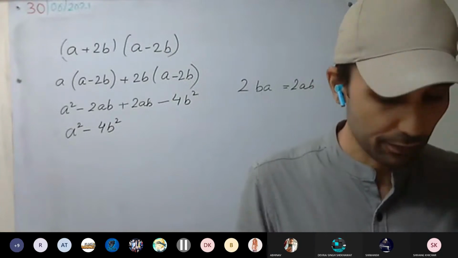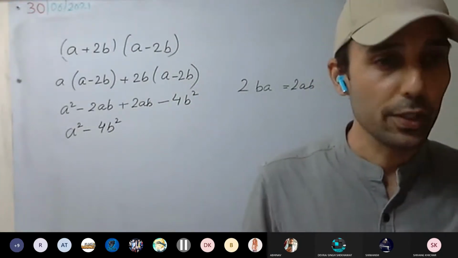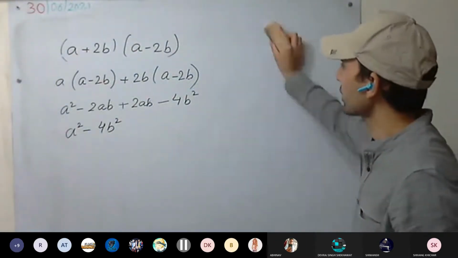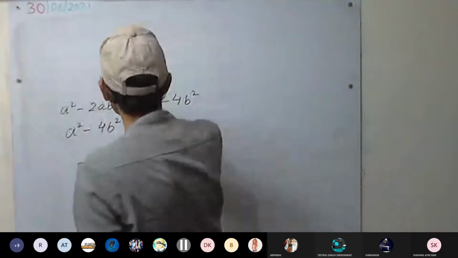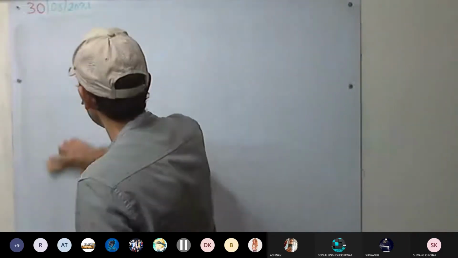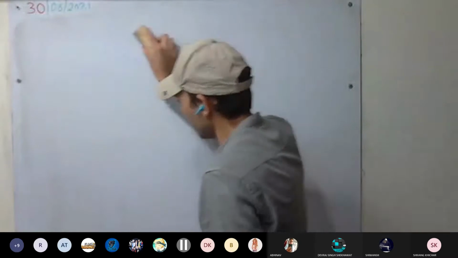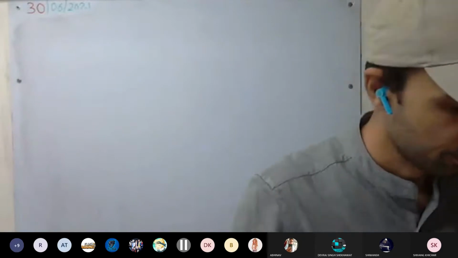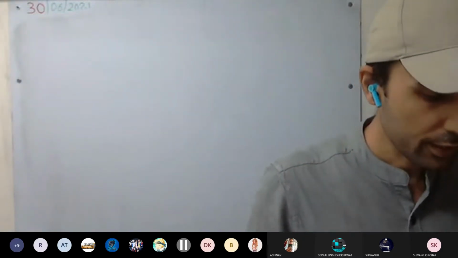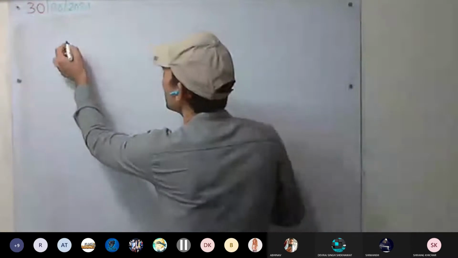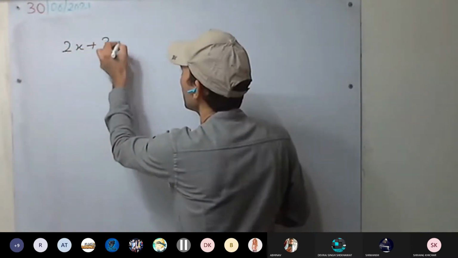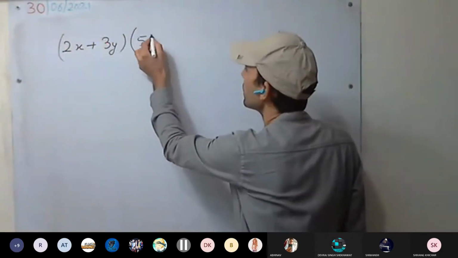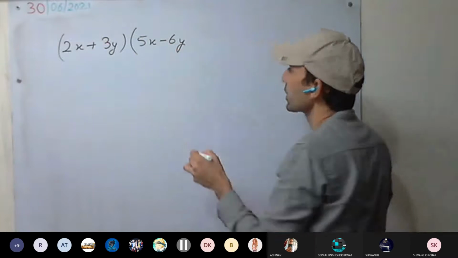Do the third one, everyone. Everyone keep doing the work. If you don't understand, ask immediately. Do the third one: 2x plus 3y multiplied with 5x minus 6y.